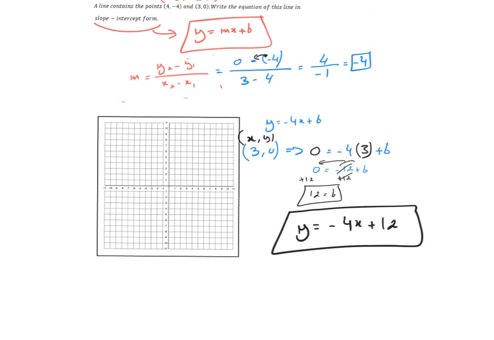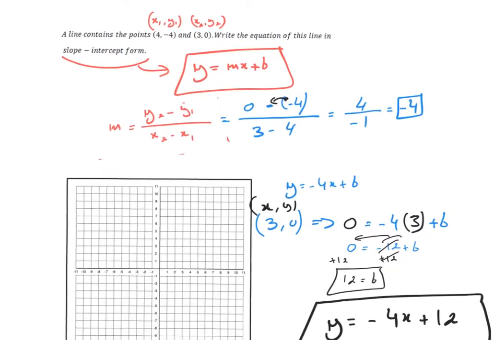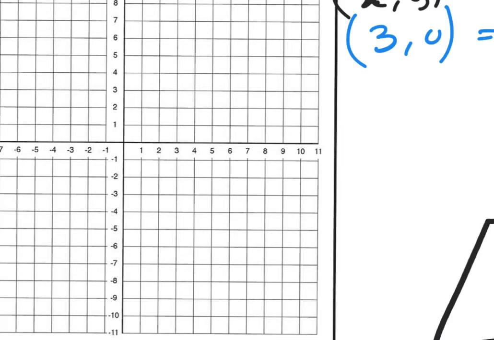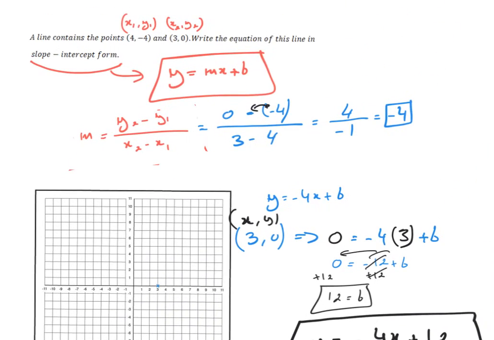So let's try to graph this equation. Well, we don't have to use the slope and the equation of the line. We can just use the points that we have. The first one is (3, 0). By the way, when we have y equals 0, that's called the x-intercept.